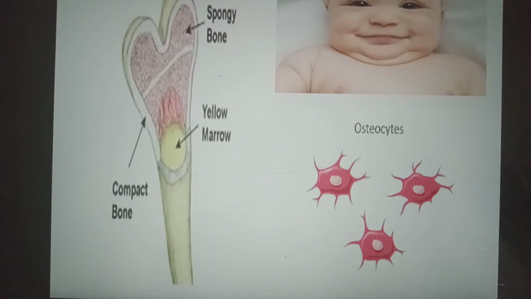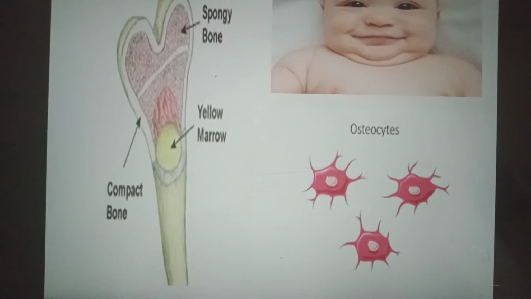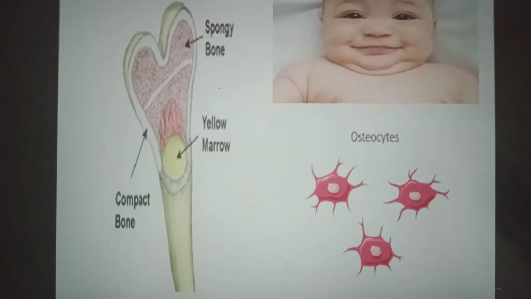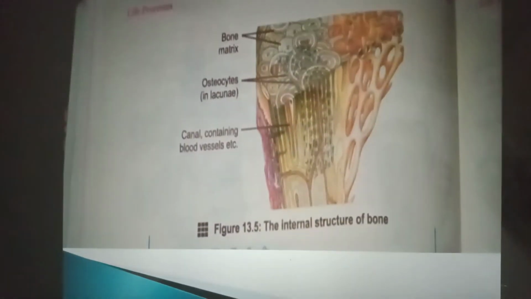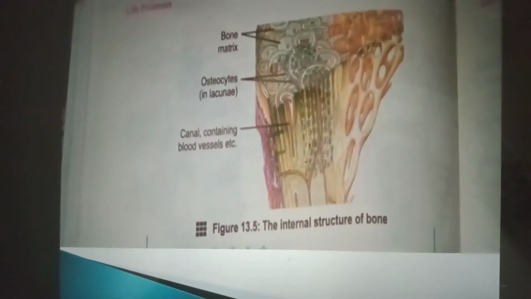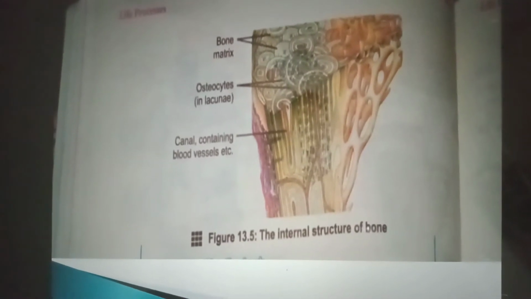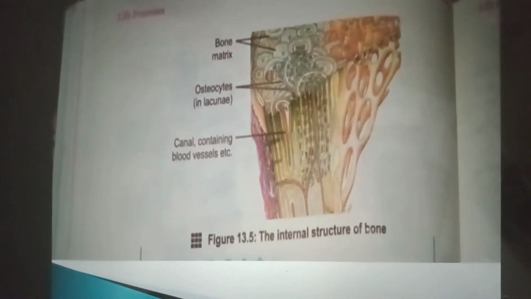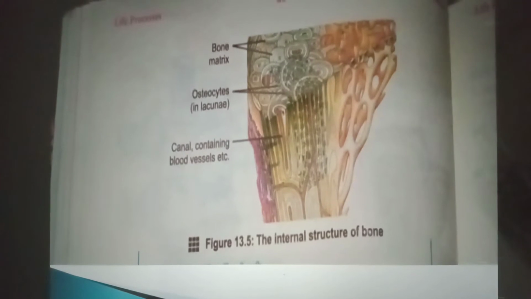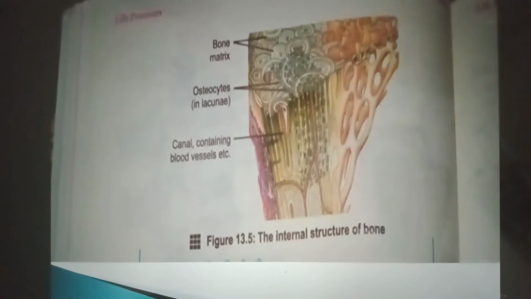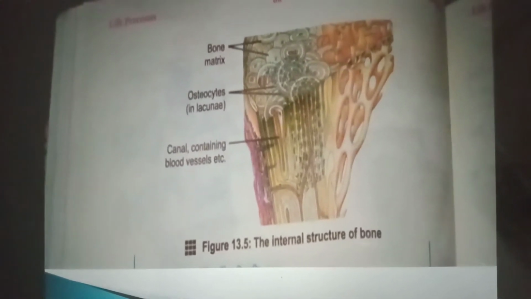I have discussed the mature bone cells which are called osteocytes. The next one is the internal structure of bone. Here you can watch bone matrix, lacunae, osteocytes, and canals containing blood vessels.